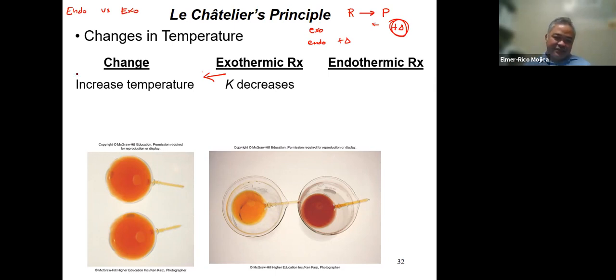What is K? Product over reactants. So as you decrease your products and increase your reactants, your K decreases. Make sense?